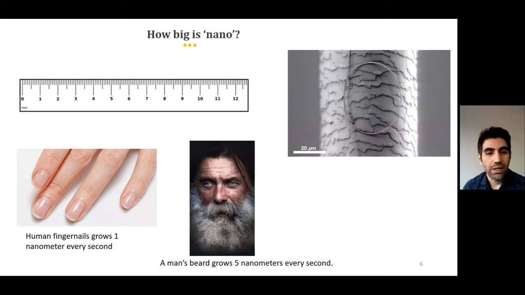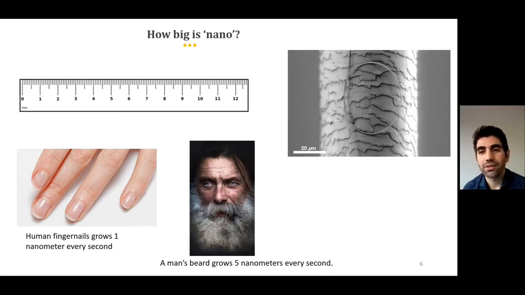In this slide, I put some pictures to show you what nano is in our daily life. We are familiar with the ruler, right? We used a ruler in high school. The smallest scale that we can use on a ruler is 1 millimeter, right? So nano is 1 millionth of that 1 millimeter. If you divide 1 millimeter into 1 million parts, that will be the nano. Or human fingernails grow 1 nanometer each second. Or a man's beard grows 5 nanometers every second.